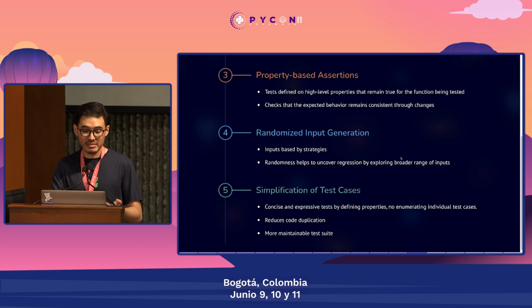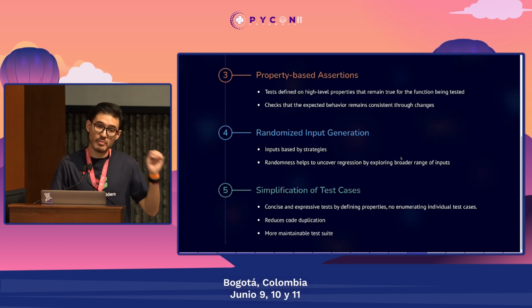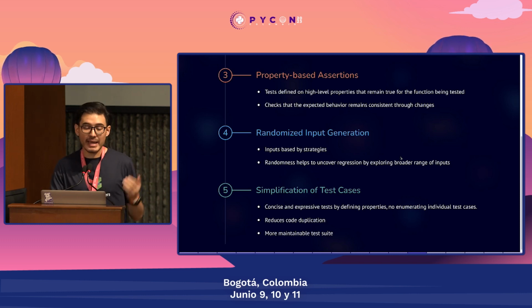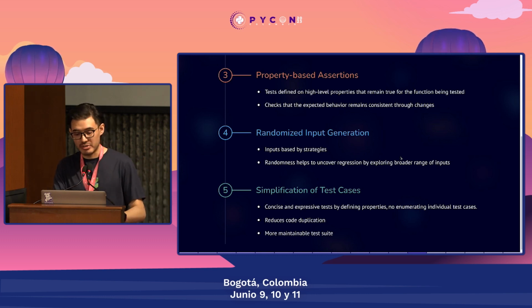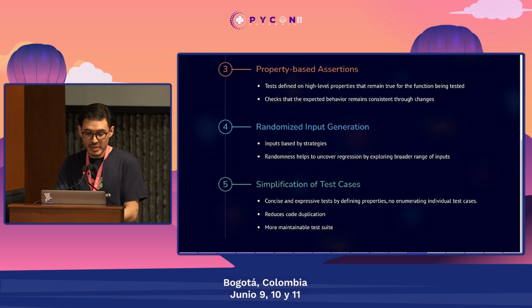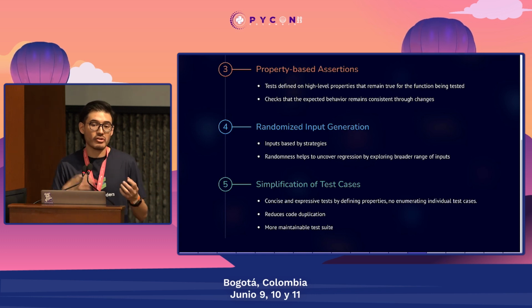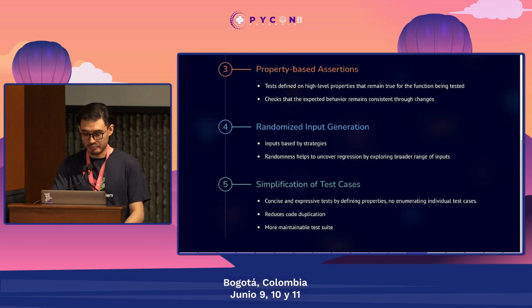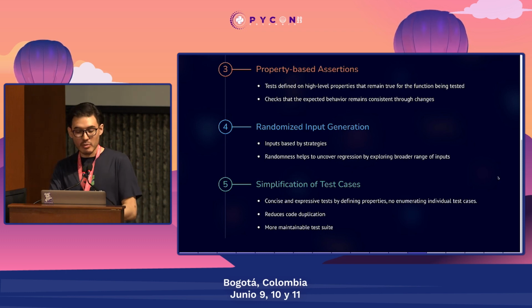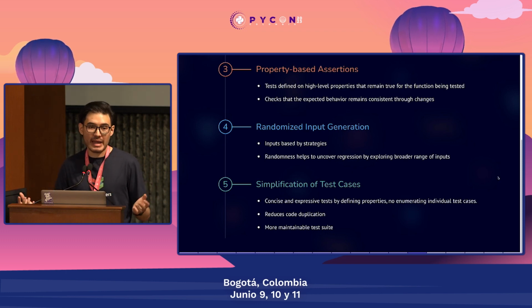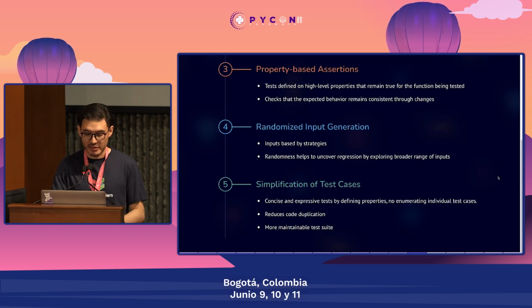Also, we test property-based assertions instead of input-output scenarios. We do high-level thinking about our functionality, not how it should work. So we have randomized input generation. The inputs are based on strategies, not on what we could have thought. And also we can explore a wider range of inputs, right, instead of specific scenarios.